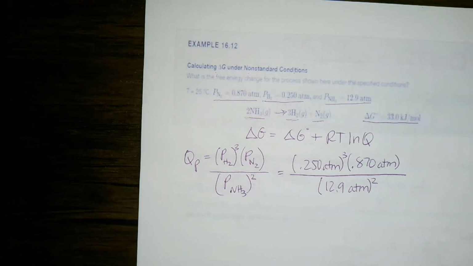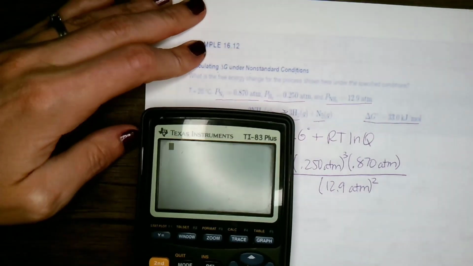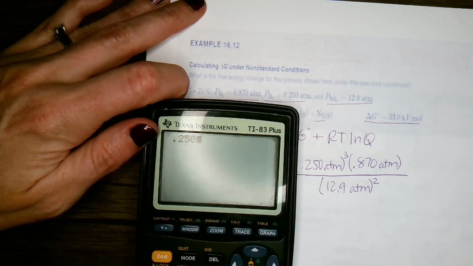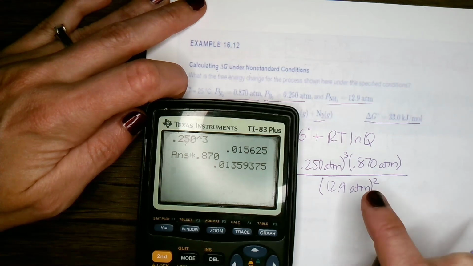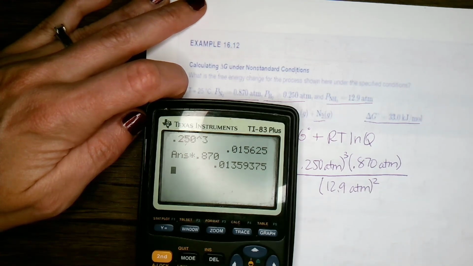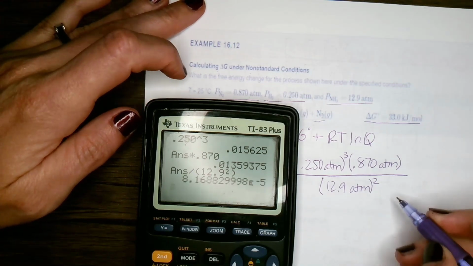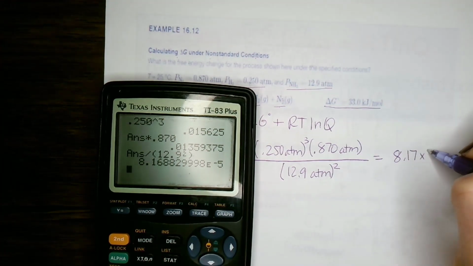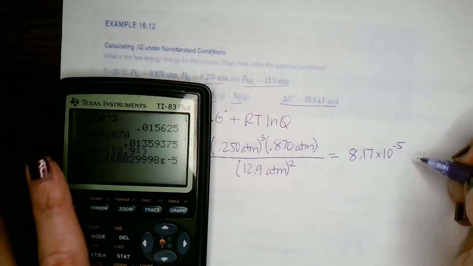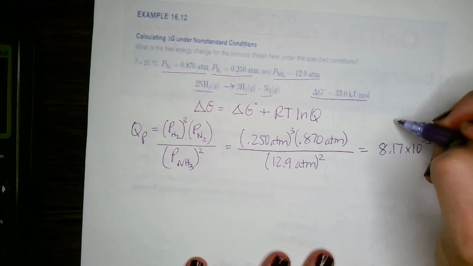Okay, so let's plug this into our calculator here. I'm going to do 0.250 to the third power and times that by 0.870. And then I'm going to divide it by, I'm going to put in parentheses here, 12.9 squared. And I should get a reaction quotient of 8.17 times 10 to the negative 5. Okay, that's unitless. So this is our Q.